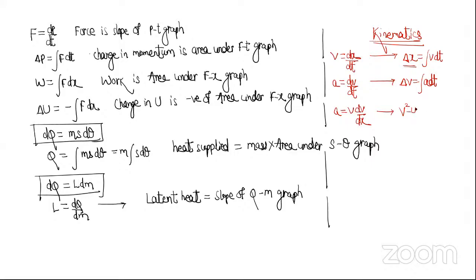अच्छा, और ये बन जाता है v स्क्वायर माइनस u स्क्वायर बाई 2 इक्वल टू इंटीग्रेशन a dx। अच्छा, तो इसको क्या बोलेंगे, v स्क्वायर माइनस u स्क्वायर बाई 2 equal to area under a-x graph, like that. So like that we have to solve in this chapter. Anyway, this is one way of remembering.